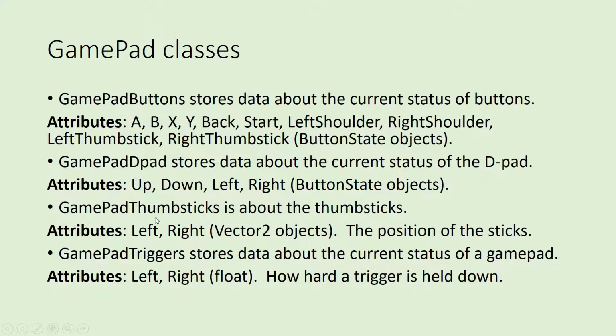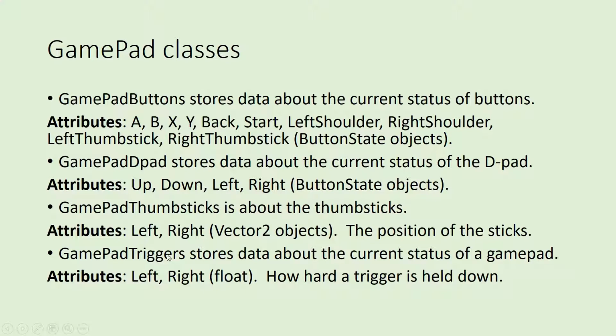The thumbsticks, however, left and right, are Vector2s. These represent the position of the sticks horizontally and vertically, with 0 being in the middle and 1 or -1 being fully held down left, right, up, down, depending on whether it's the X or Y part of the vector you're looking at.